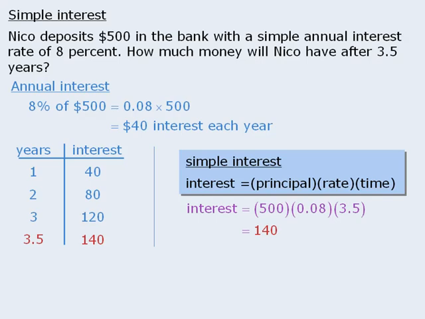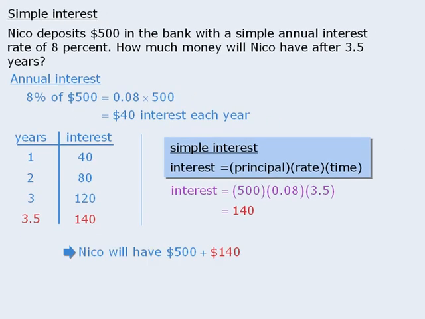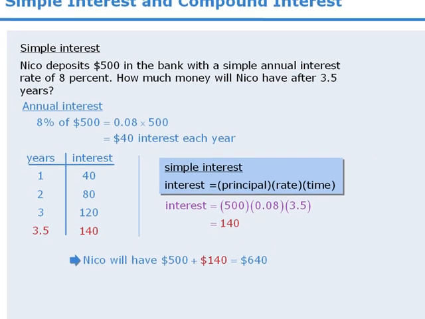So if Nico's money collected $140 in interest, then Nico now has his initial investment of $500 plus $140 in interest for a total of $640. So that's pretty much how we handle all simple interest questions.